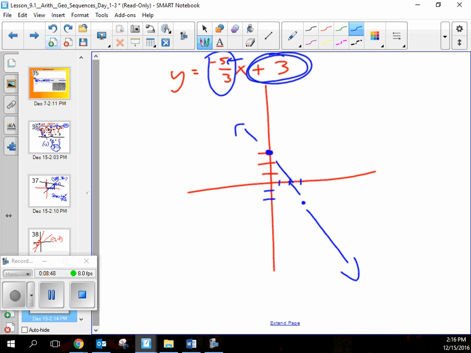Now we got to graph the other line. The other line says y equals 1/3 x minus 3. For this one, I start here, and then I rise, and I run. Yes, I start at negative 3 this time. So I start down here, and I rise 1 and run 3.